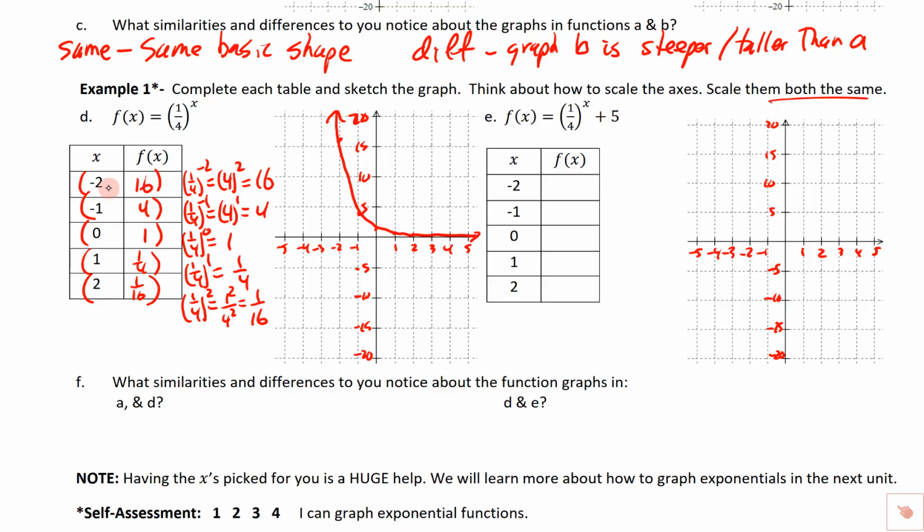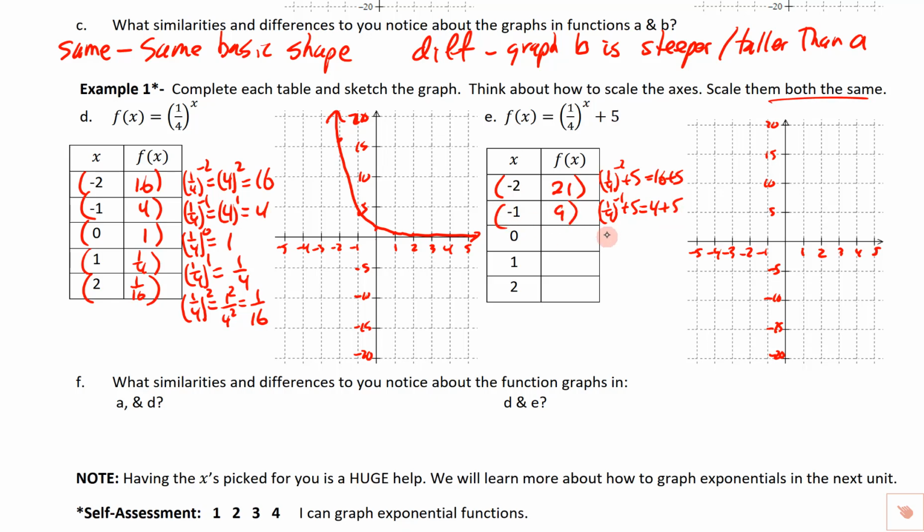So if we were to plug in a -2, and I'll do this on the first one, this would be 1/4 to the -2 plus 5. Remember, 1/4 to the -2 turned out to be 16. So this is going to be 16 plus 5, so that's going to be 21. Then we had 1/4 to the -1 plus 5. So this turned out to be a 4 plus 5. Okay, so we had the 4 here, and then we're going to add 5. So this is going to be a 9.